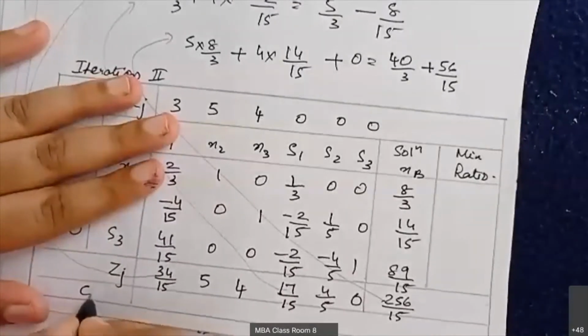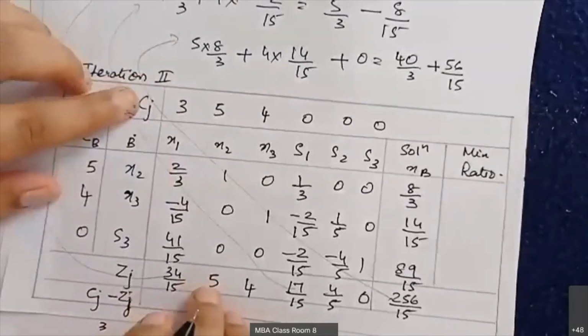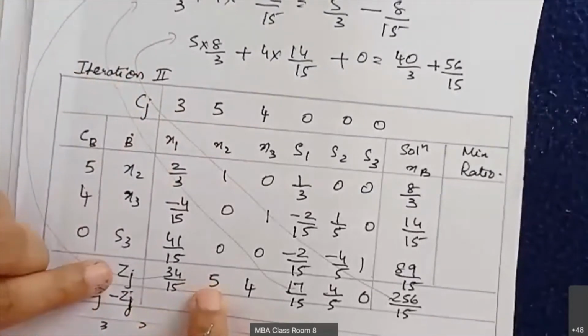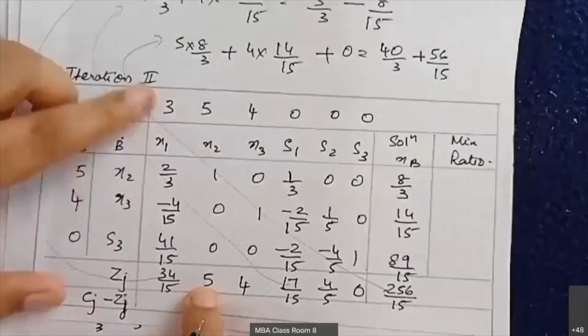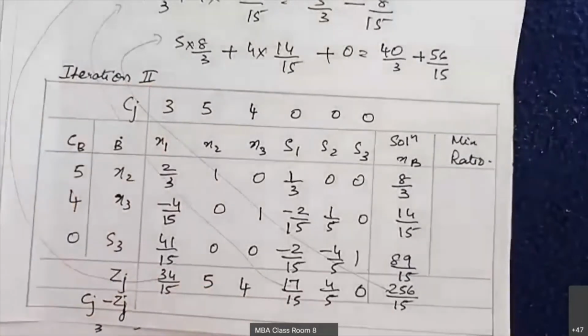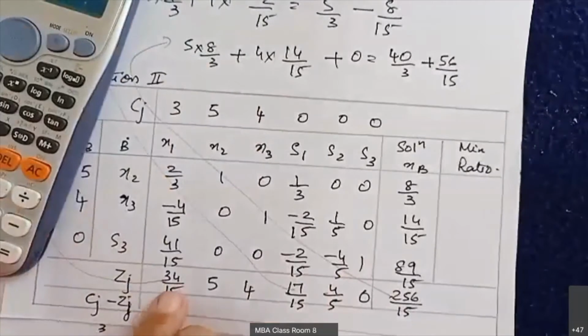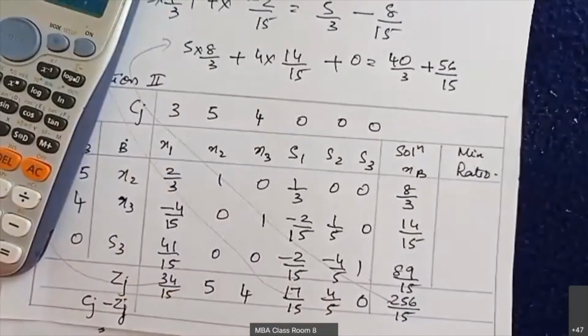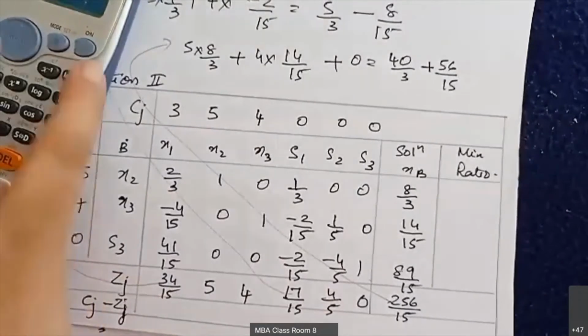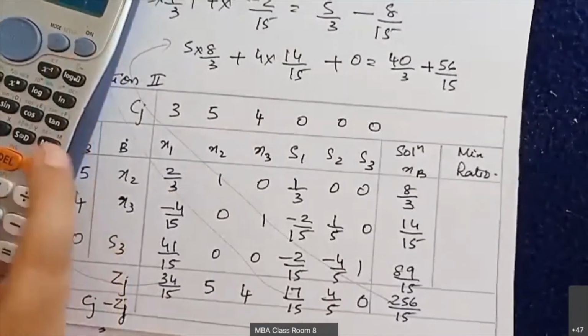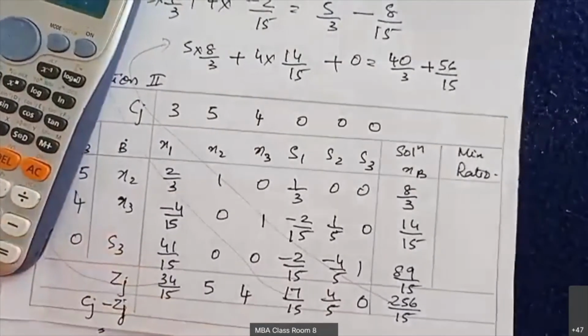That is Zj. Now for checking optimality, we should have Cj minus Zj. The Cj value is this one, the Zj value is this one. You have to subtract both of them. 3 minus 34 by 15. Do it in your calculator. 3 minus 34 by 15 is equal to 11 divided by 5.